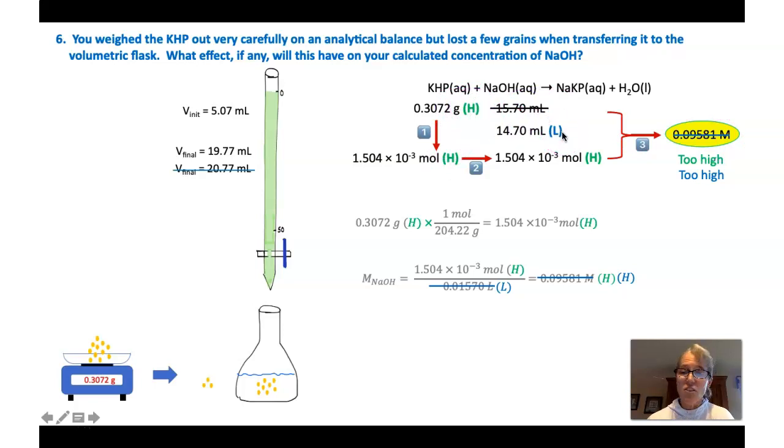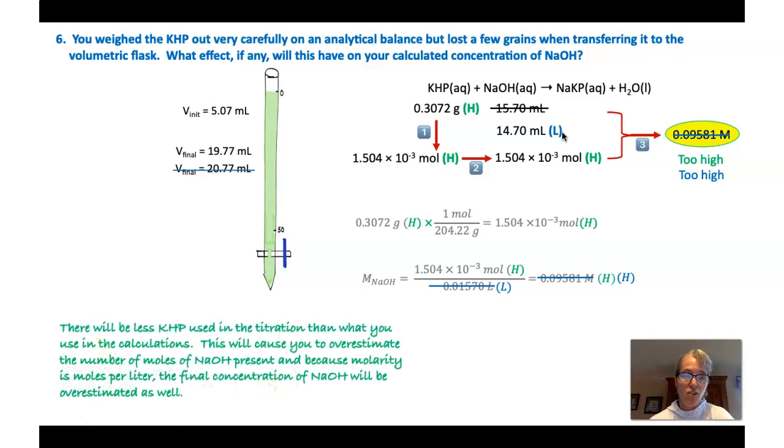So my point here is there's a number of ways to come at this final answer, but the process and the thinking is all the same, and fortunately, the final answer is all the same. So in the end, there will be less KHP used in the titration than what you use in the calculations. This will cause you to overestimate the number of moles of NaOH present, and because molarity is moles per liter, that final concentration of NaOH will be overestimated as well.